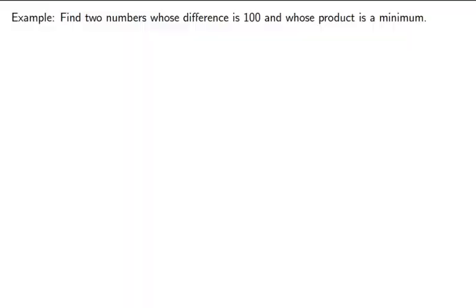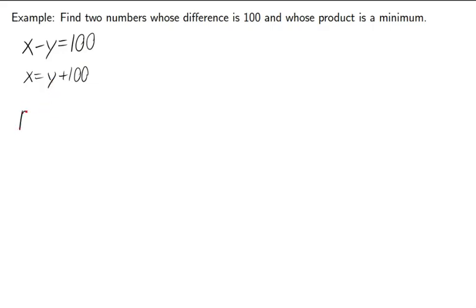Let's find two numbers whose difference is 100 and whose product is a minimum. I'll call my numbers x and y. Remember, the word difference means subtraction. My constraint is that the two numbers have to have a difference of 100. X is equal to y plus 100. That's a constraint. We want to check the product and see which has a minimum product.